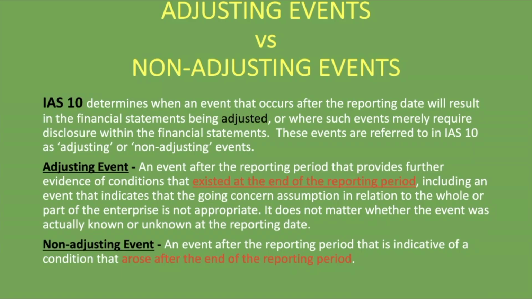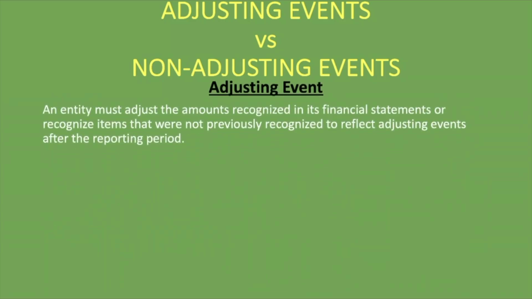Let's go into more detail on adjusting events. An entity must adjust the amounts recognized in its financial statements or recognize items that were not previously recognized to reflect adjusting events after the reporting period. Remember, we have to make an adjustment to a financial statement if we have realized that this is actually an adjusting event. So we have to amend our financial statements. The entity must adjust the amounts recognized or recognize the items which we had left out, but now we learn of this event which already existed at the end of the financial period. Now we have to include that amount.